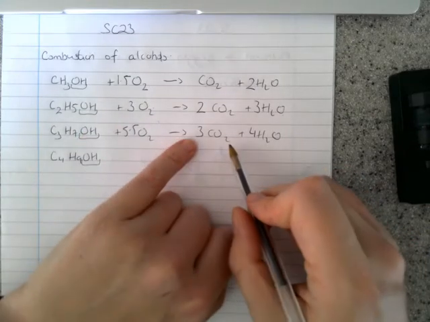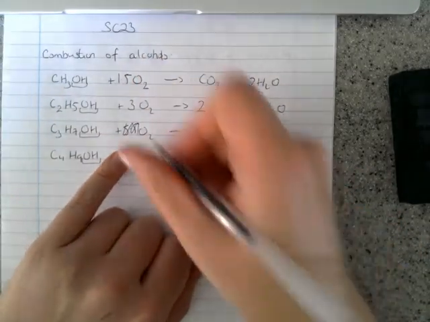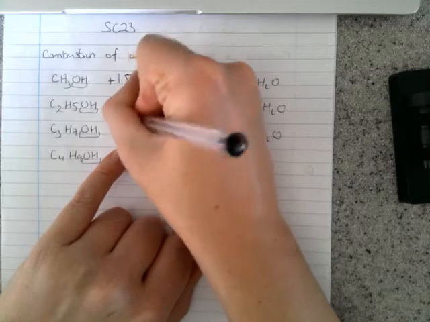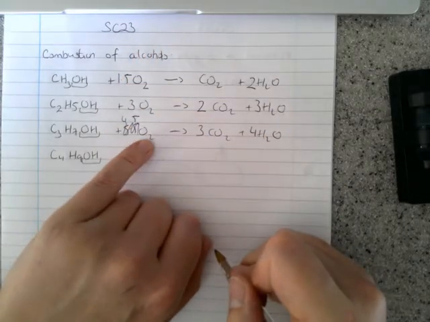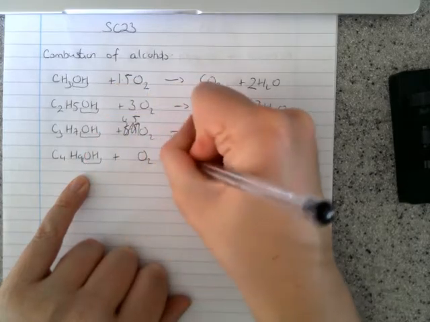No, wait. 3, 2, there, 6, 6 and 4 is 10. All right. I need to have 10 oxygens in total. So that, apologies, should be 4.5. 4.5 times 2 is 9 and 1 is 10, and now it's balanced. The next one is going to be the same.